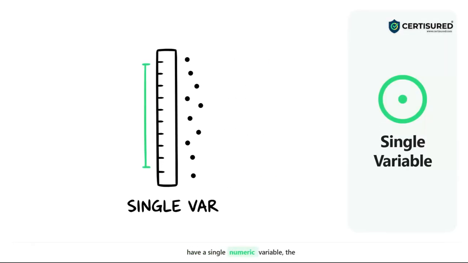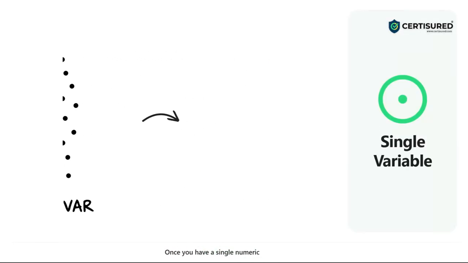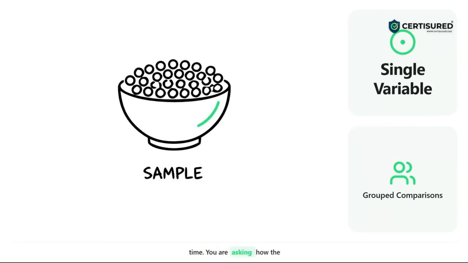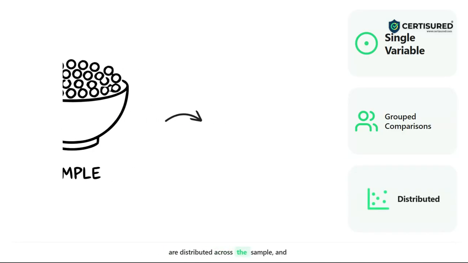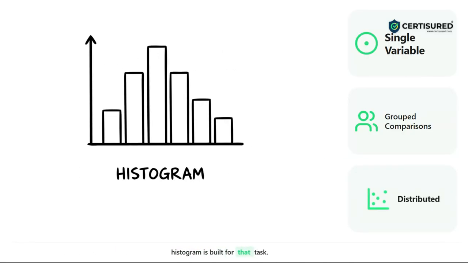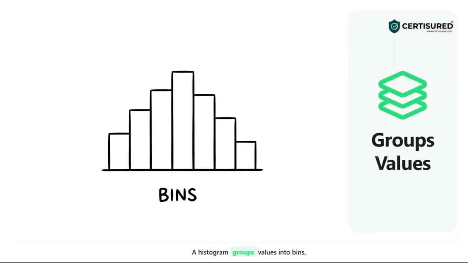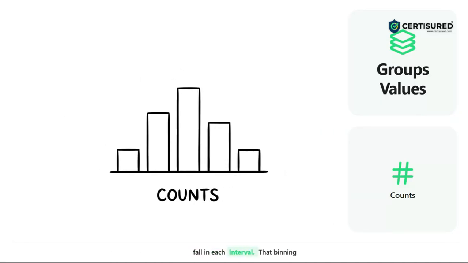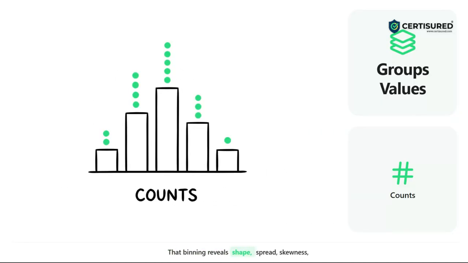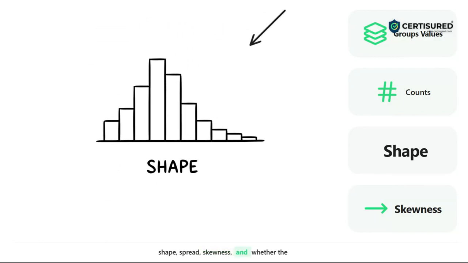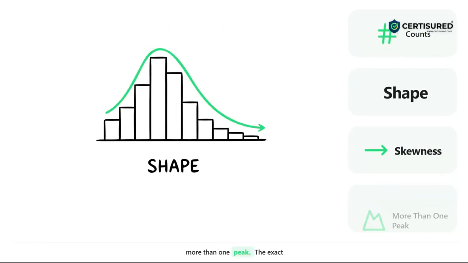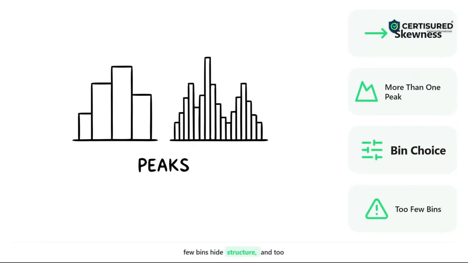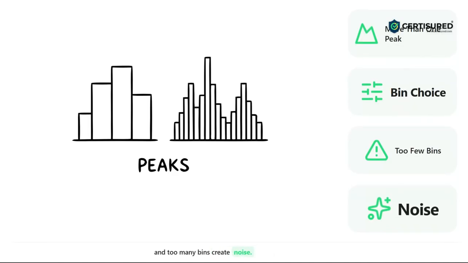Once you have a single numeric variable, the question changes again. You are no longer comparing named groups or tracking time. You are asking how the values are distributed across the sample, and a histogram is built for that task. A histogram groups values into bins, then counts how many observations fall in each interval. That binning reveals shape, spread, skewness, and whether the data may have more than one peak. The exact bin choice matters because too few bins hide structure and too many bins create noise.